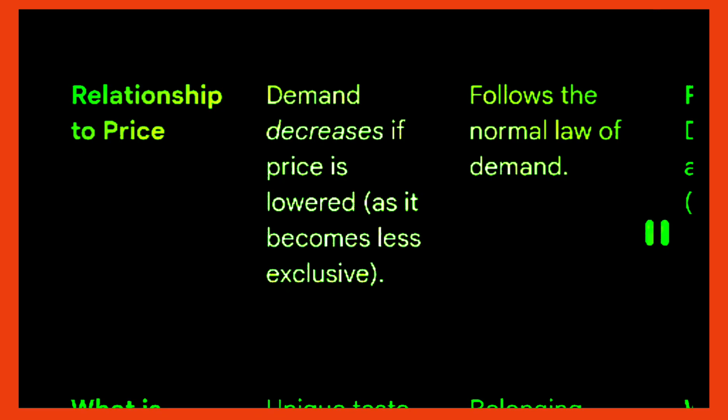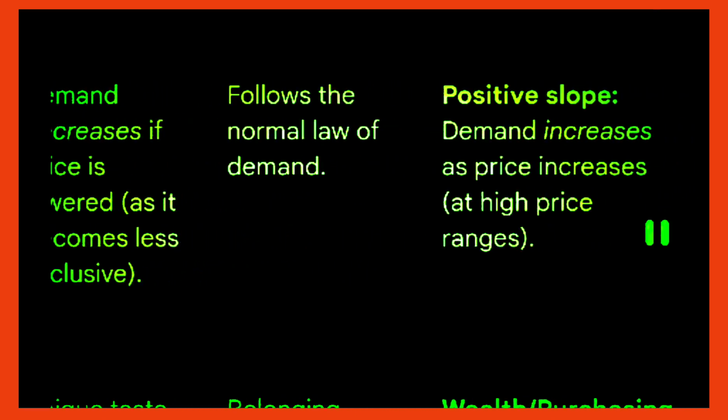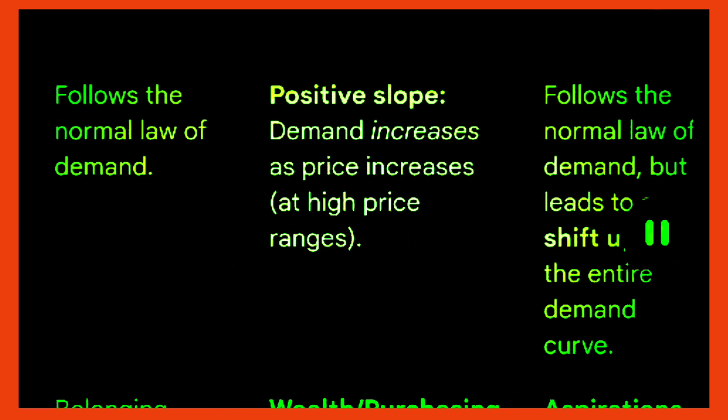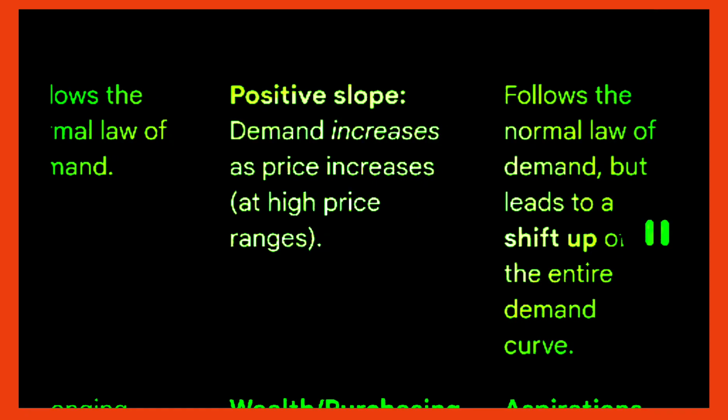Relationship to price: demand decreases if price is lowered, as it becomes less exclusive. Follows the normal law of demand. Positive slope: demand increases as price increases, at high price ranges. Follows the normal law of demand, but leads to a shift up of the entire demand curve.